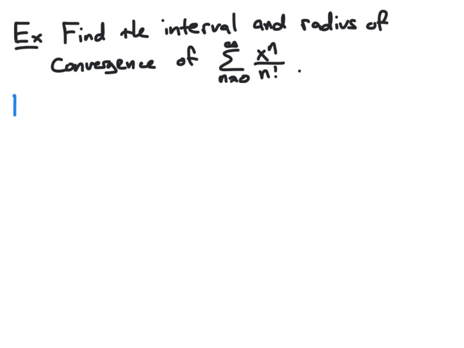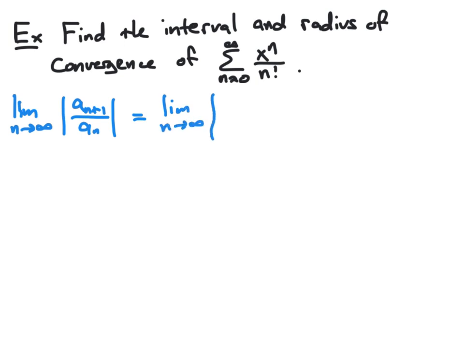So to apply the ratio test here, we need to compute the limit as n approaches infinity of the absolute value of the n plus first term, a sub n plus 1, divided by the nth term, a sub n. So we can substitute in the terms for this particular series. So we have the limit as n goes to infinity. A sub n plus 1 will be x to the n plus 1 divided by n plus 1 factorial.